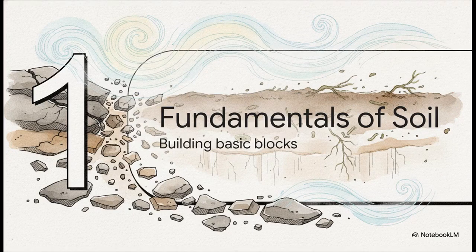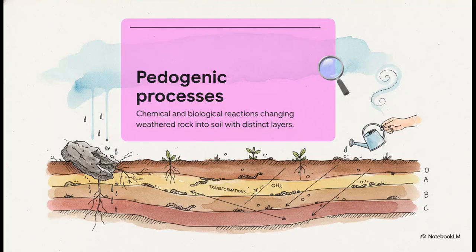All right, let's kick things off with Section 1, the fundamentals of soil formation, building the basic blocks of the Earth. To really understand our landscapes, we have to first look at the invisible forces acting upon raw geological parent material. You see, geological weathering sets the stage by breaking down rock, but it's what happens next that actually creates the soil. Pedogenic processes are the complex, dynamic, chemical, and biological reactions that change this weathered rock into mature soil with distinct layers, which we call horizons.